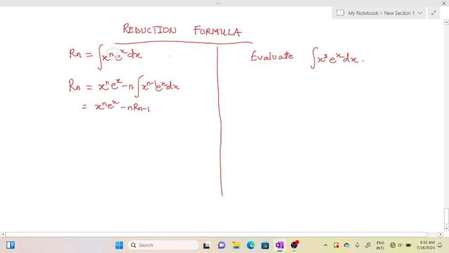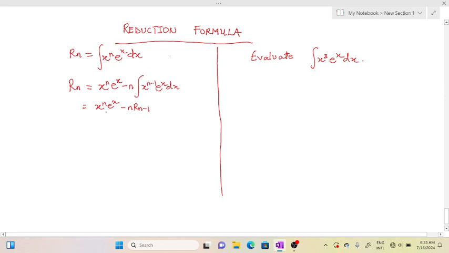Whenever they give you x to the power 4, x to the power 5, x to the power 6, whatever the number n multiplying e to the power x, you know that this is integration by parts, right? But we've realized that whenever you do this, it always follows a pattern. The pattern is that when we take the first integration by parts, we end up getting x to the power n times e to the power x, minus n times the integral of x to the power n minus 1, so the power is reduced by 1, multiplying e to the power x dx.